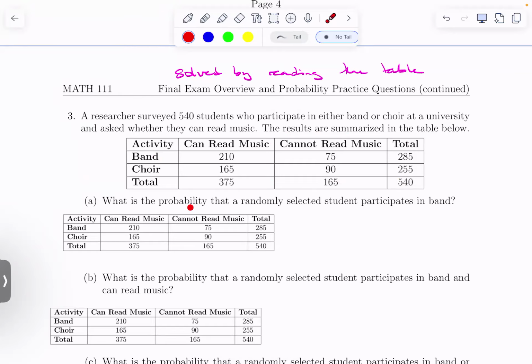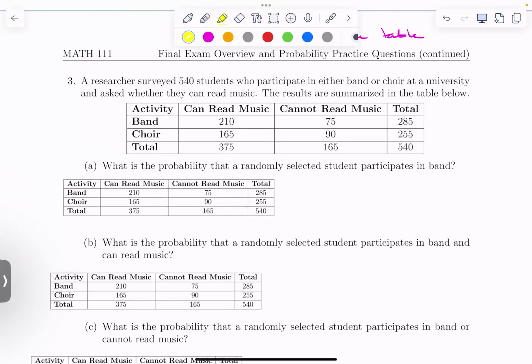What is the probability that a randomly selected student participates in band? Okay. And so what you're looking at here is just if they are in band, right? And so that doesn't matter. We don't care if they can read the music or can't read the music. The total is 285 out of 540. And that's the answer. Wow. Nice.